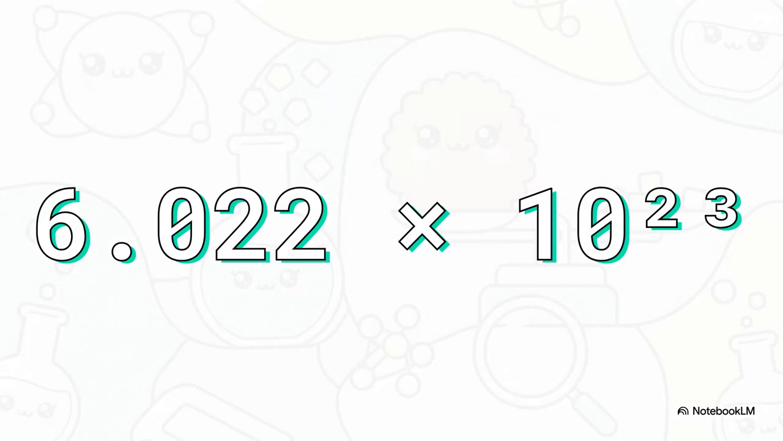And that specific number is Avogadro's number, 6.022 times 10 to the 23rd power. If you have 1 mole of carbon atoms, you have 6.022 times 10 to the 23rd carbon atoms. If you have a mole of water molecules, you have that exact massive number of water molecules. It is a huge quantity, but it was chosen for a very specific, almost magical reason.